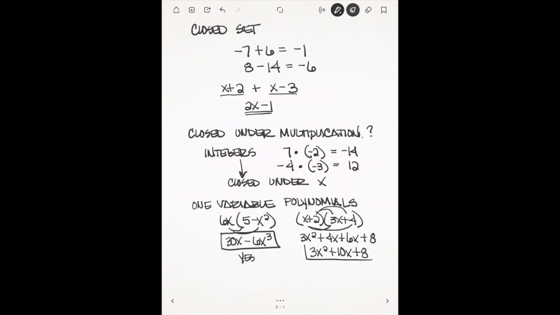Is that still a polynomial? All of the exponents are whole numbers, so therefore we would say yes. Multiplying polynomials together, whether they're monomials, binomials, or trinomials, we will get a polynomial answer. So therefore one variable polynomials are closed under multiplication.